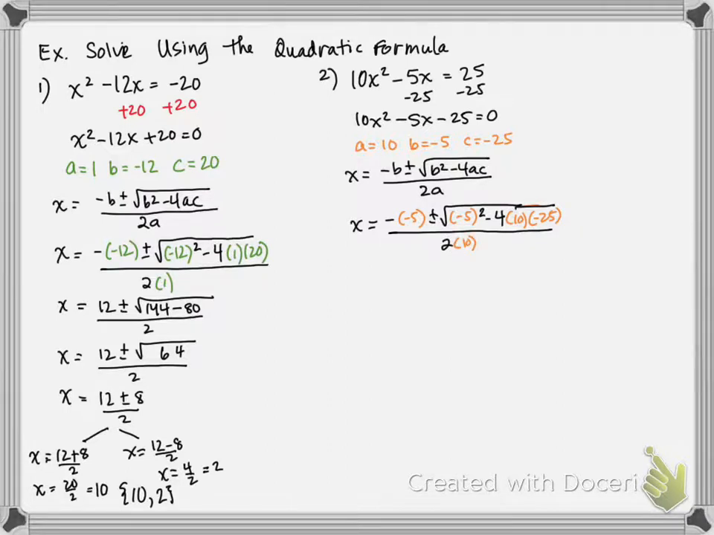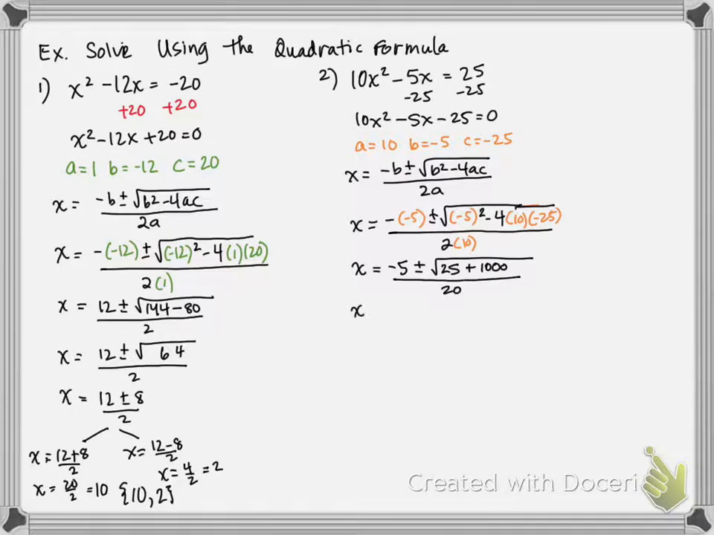And then we just start doing math. X equals negative 5 plus or minus square root 25. Now I have two negatives. That's going to be a positive. 4 times 25 is 100. 100 times 10 is 1,000. Oops, sorry, went too far. Only here. All over 20.